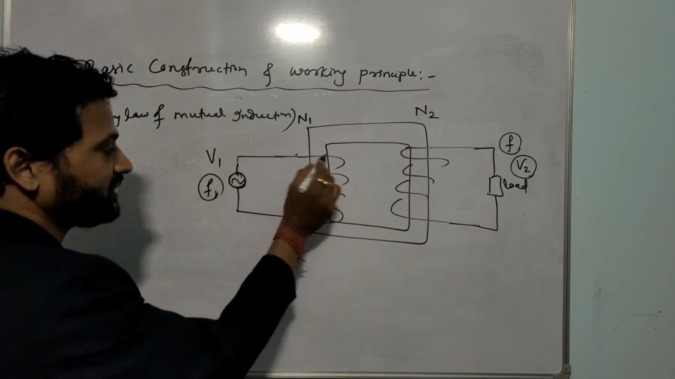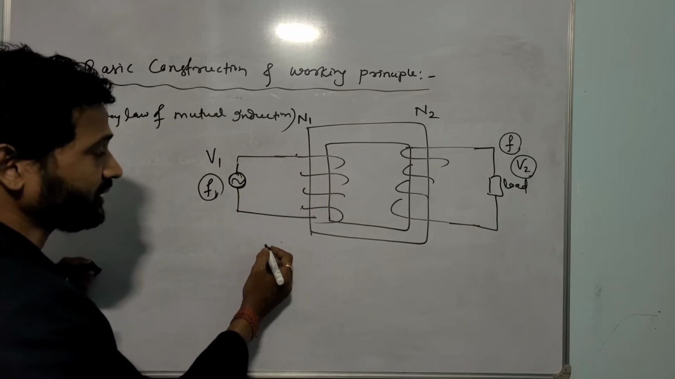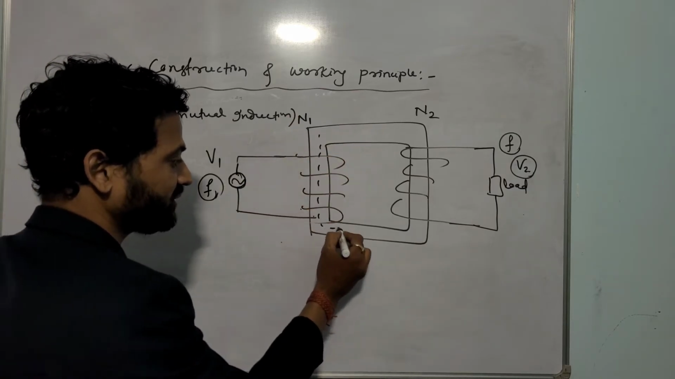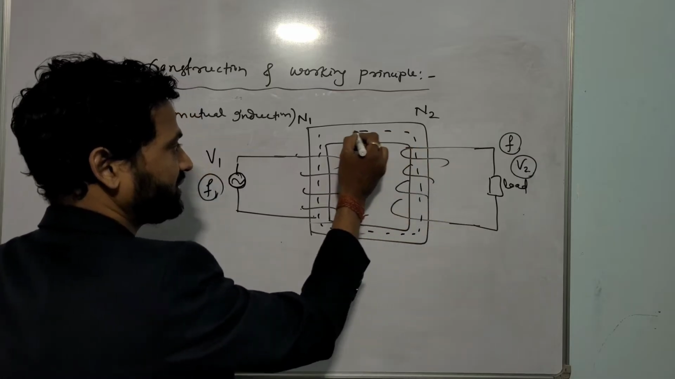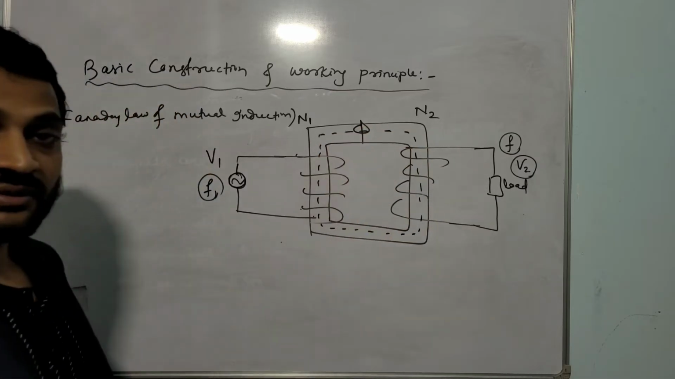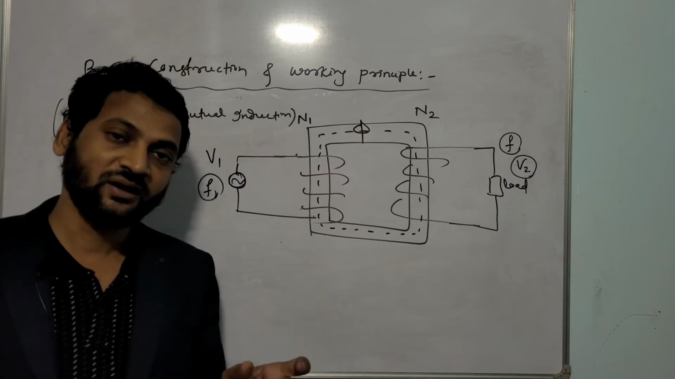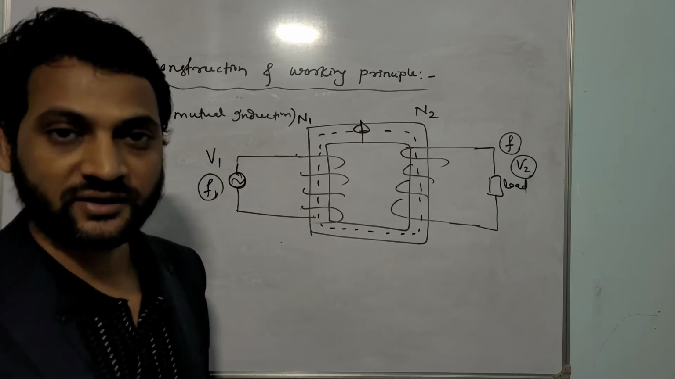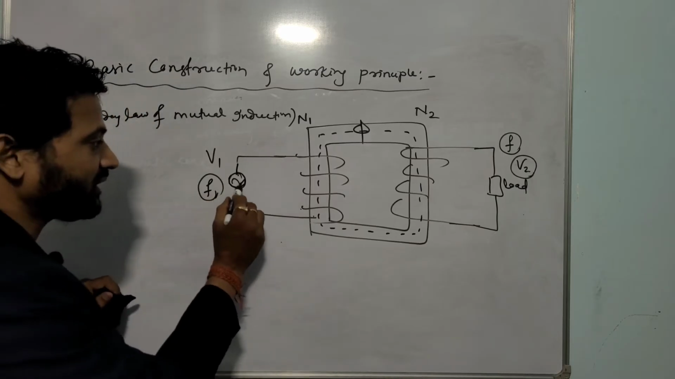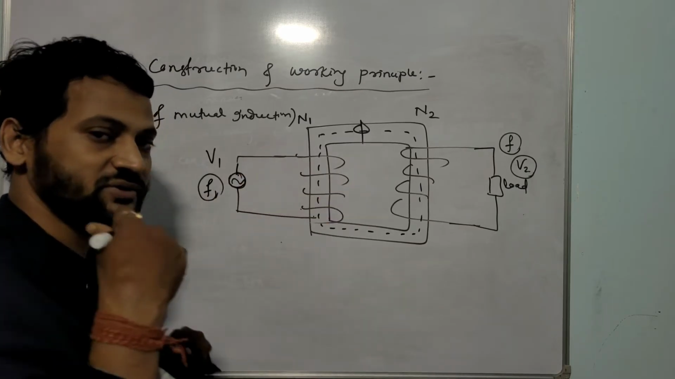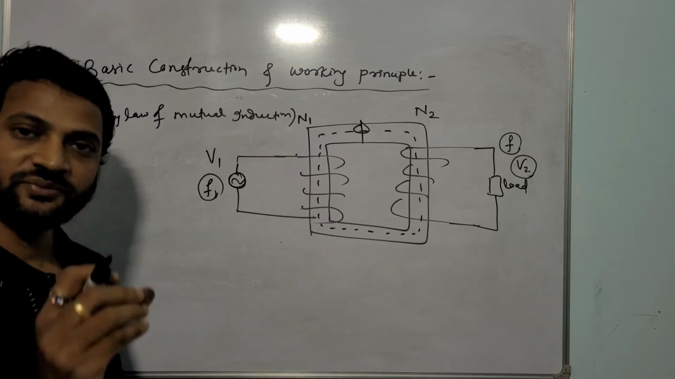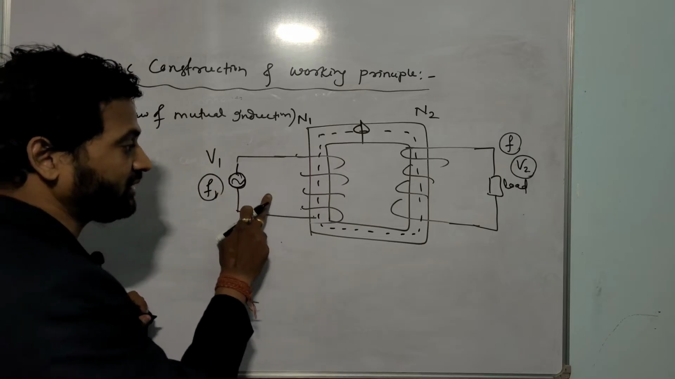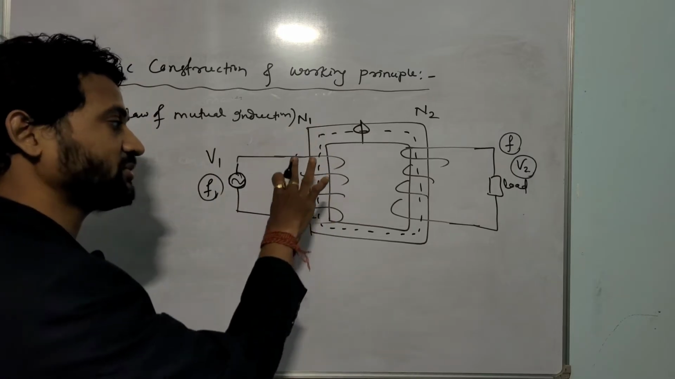Whenever an AC supply is given to the primary winding, a magnetic flux will be developed. That magnetic flux will be set up in the core. Again I repeat, as per the Biot-Savart law, which was in class 12th, a current carrying conductor produces a magnetic field. So whenever current is given to a coil, it will produce a magnetic field, and magnetic field times area is magnetic flux. That means whenever current is flowing through a coil, magnetic flux will be developed.